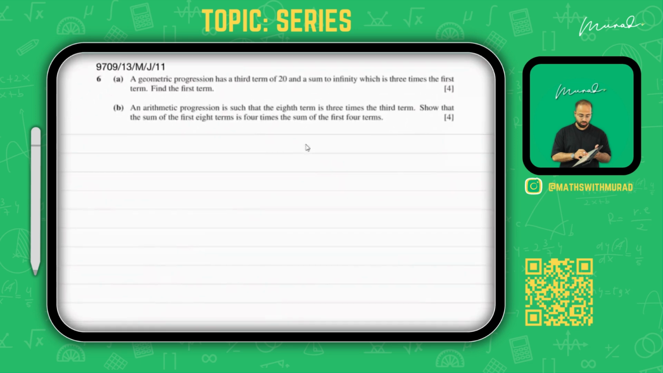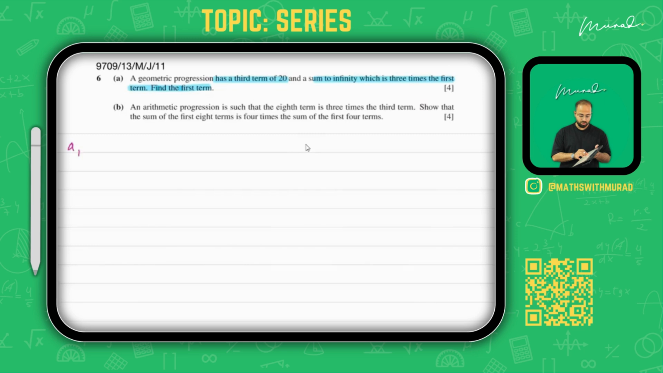Actually, the target is 2011 past papers of series, right? This is the main target for today's task. Okay, so the main information for this particular, this is variant 1-3. A geometric progression has a third term of 20 and sum to infinity, which is 3 times the first term. Find the first term. So I'm going to write each and every single piece of information which is already given to us.